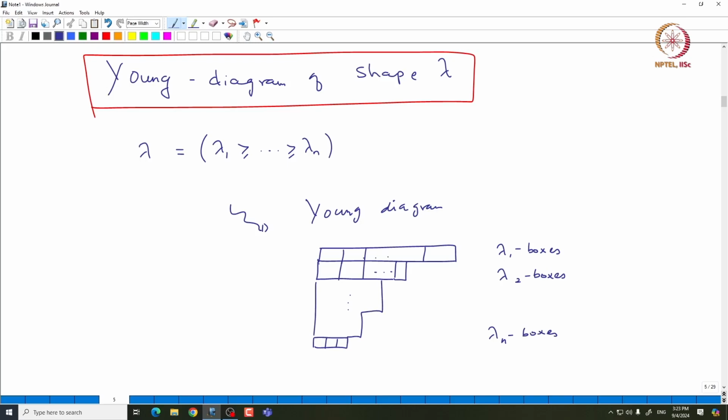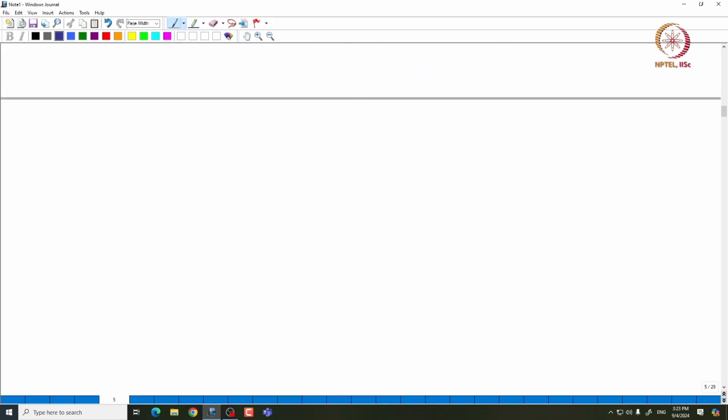So, the Young diagram associated with a given partition is given by this physical interpretation. Now, for example, if we take lambda to be 6, 4, 4 and 2, 0. So, this is, let us say, the partition we have.